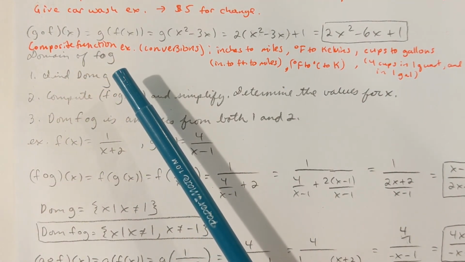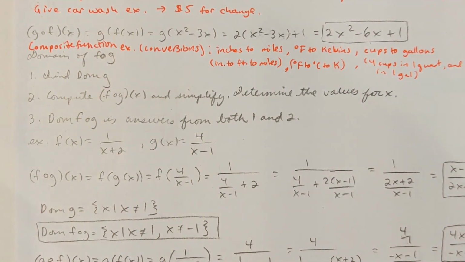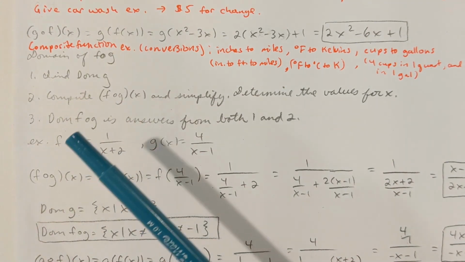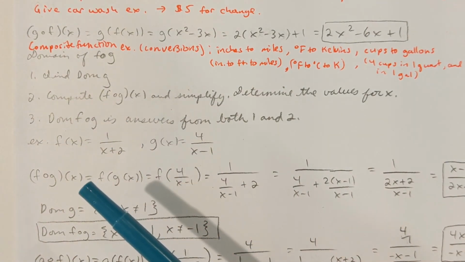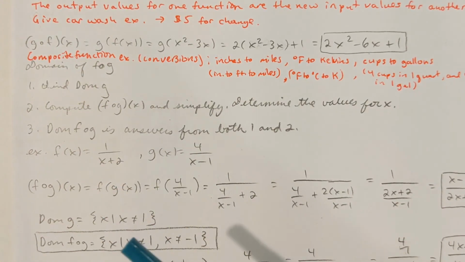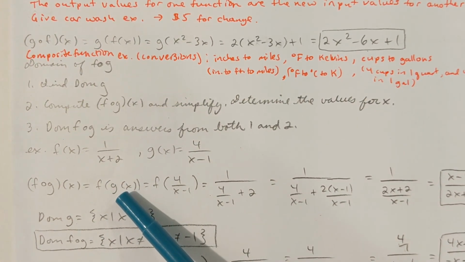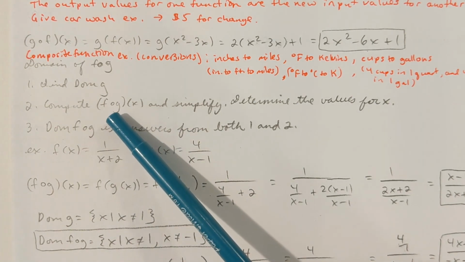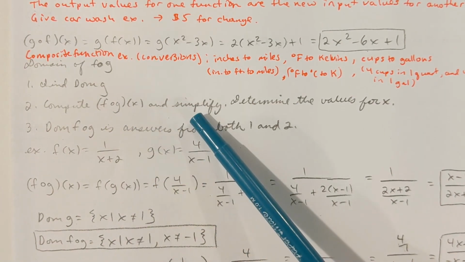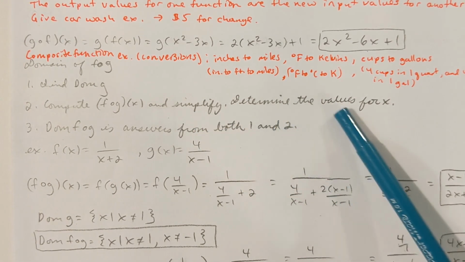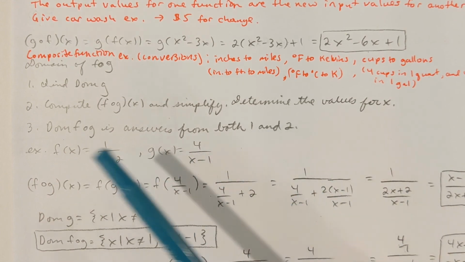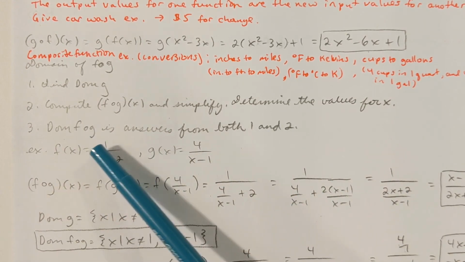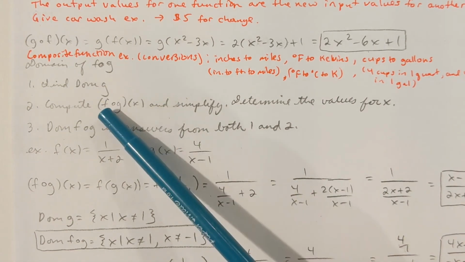Below that, I've got the information for how to find the domain of the composite function. There's a list of 3 steps. The first thing that you're going to do is find the domain of g, because g is being inserted into f, and so we need to know what we can plug into g first before we plug these numbers into f composed g. Step 2 is you're going to compute the composite function and simplify. Simplify as far as you can go, and then once you're in completely simplified form, determine the values for x. And then step 3 says that the domain of the composite function will be the answers from both steps 1 and 2.